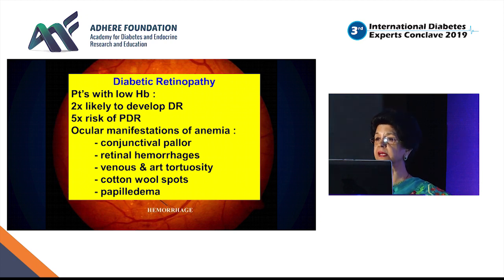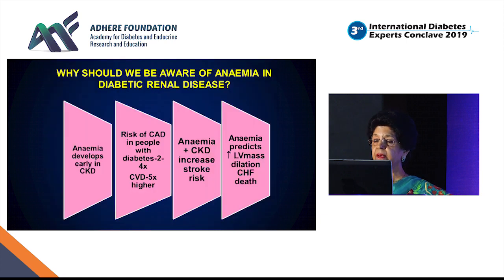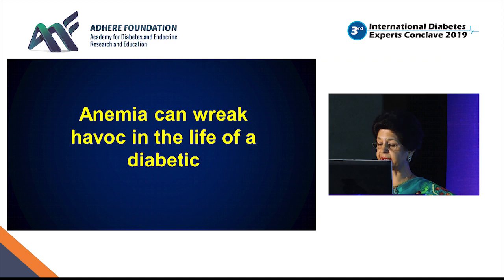So what does it show you as far as the renal disease is concerned? Anemia develops early in CKD. There are 2 to 4 times greater chances of coronary artery disease, cerebrovascular disease as well, the greater risk of stroke. Anemia also predicts increase in the left ventricular mass, dilatation, CHF, and death. So the punchline here is that anemia can wreak havoc in the life of a diabetic.